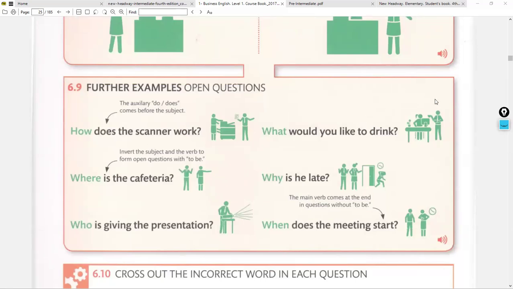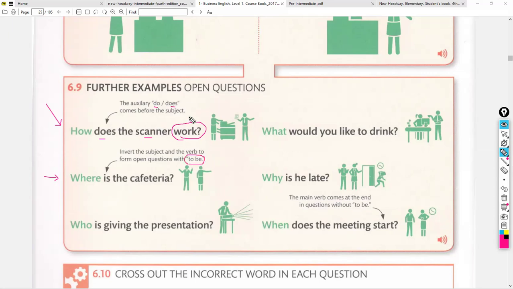Now, can you please read these sentences, Subhi? How does the scanner work? So because work is not verb to be, because it is a main verb, I have to use do, does. And because I'm talking about scanner, which is singular, I use does. Bravo. Now read sentence number 2. Where is the cafeteria? Here I used verb to be.